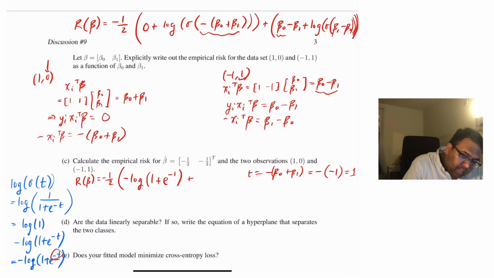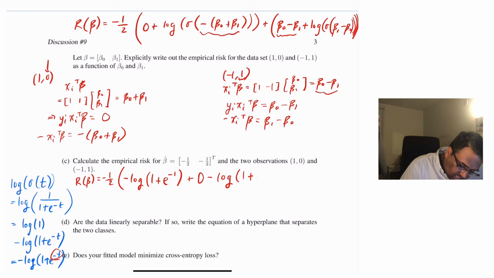Plus, now here we have a beta naught minus beta 1, but the difference between two equal terms is always going to be 0, right? So that's a plus 0. And then now we have a log of a sigmoid of beta 1 minus beta naught. So that will again be minus log of 1 plus e to the negative whatever's in here. So the negative of beta 1 minus beta naught is just beta naught minus beta 1. But that difference is equal to 0, right? Because they happen to be equal. And so we have log of 1 plus e to the 0.